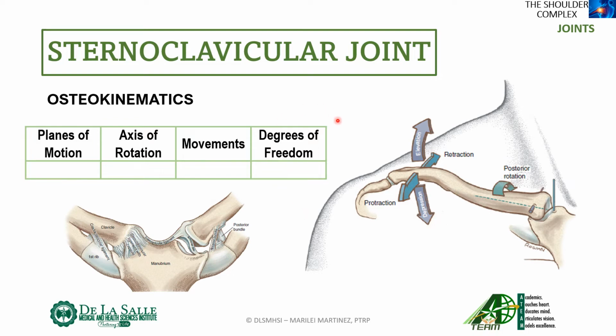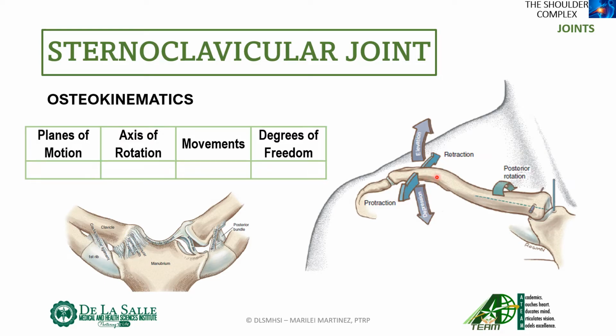As to the degrees of freedom of the sternoclavicular joint, we have three. Why three? Because the movements available for the sternoclavicular joint happen in all three planes. So specifically, elevation and depression happen in the frontal or coronal plane with the z-axis or the anterior posterior axis as its axis of rotation.